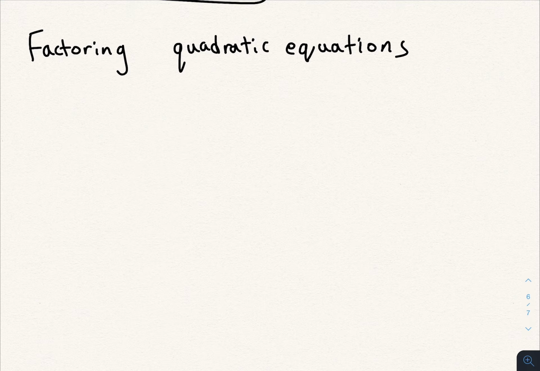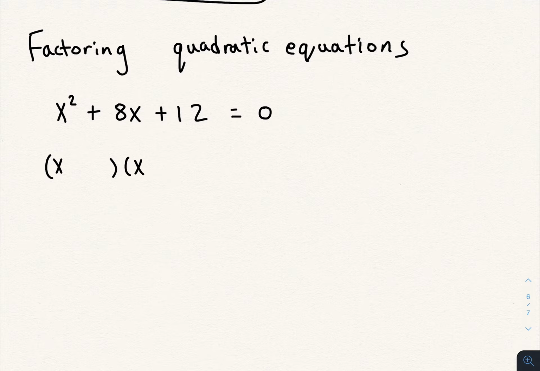Quadratic equations, all right? So let's say we have something like x squared plus 8x plus 12 equals 0. With the rules we know for factoring, we can rewrite this as x plus or minus something times x plus or minus something is equal to 0.